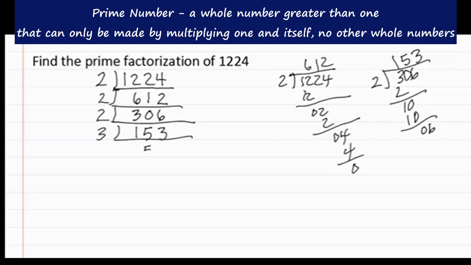3 goes into 15 5 times, and 3 goes into 3 once. We now continue factoring. 51 also has a 3 that goes into it, because 5 plus 1 is 6, and 6 is divisible by 3. 3 goes into 5 once, with 2 remaining, which would mean there's actually 21. 3 goes into 21 7 times. 17 is a prime number, and therefore we can go no further. We can highlight each of the prime numbers that we found.